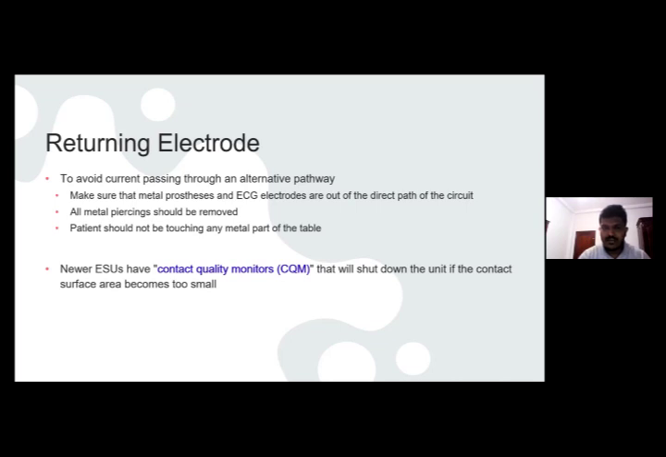and the patient should not be touching the metal part of the table. But with newer devices, diathermy burns are now less common, because these electrosurgical units have contact quality monitoring, where they identify minimal or less contact with the patient, and the machine will shut down automatically.